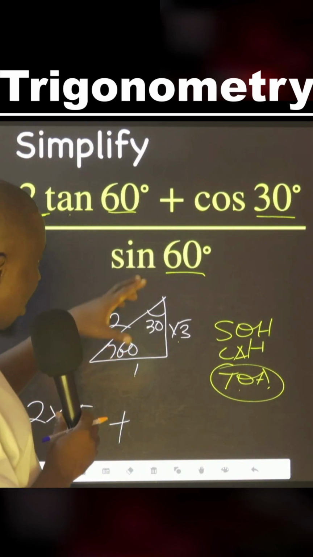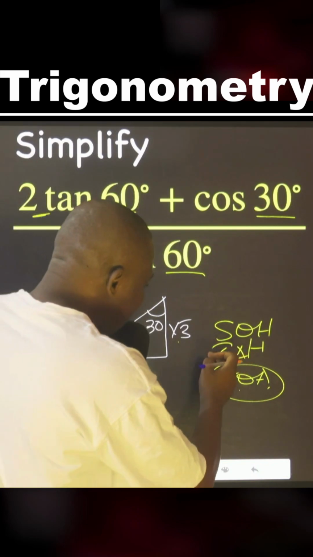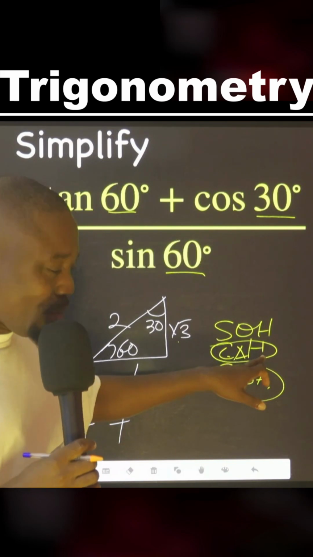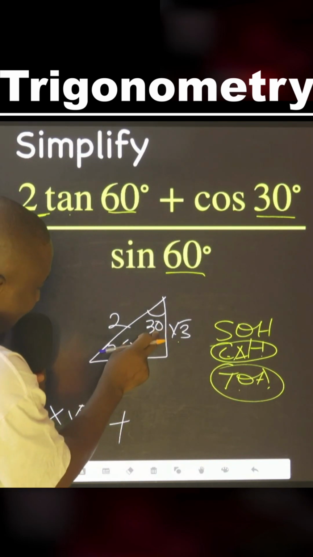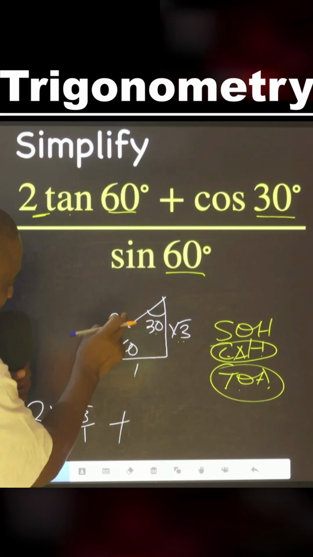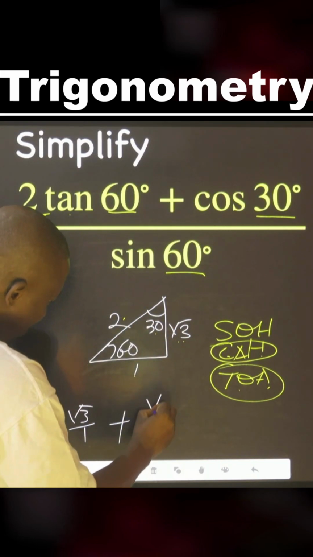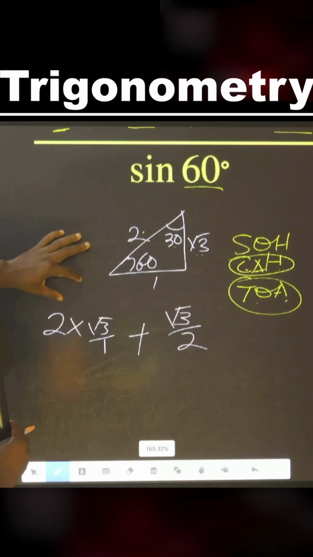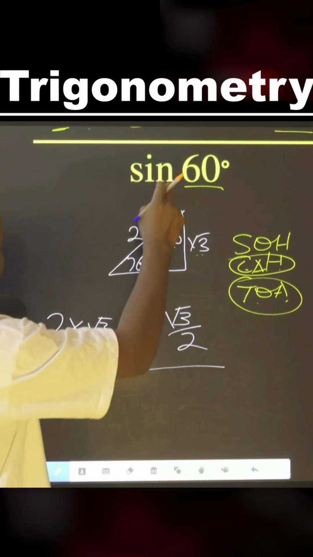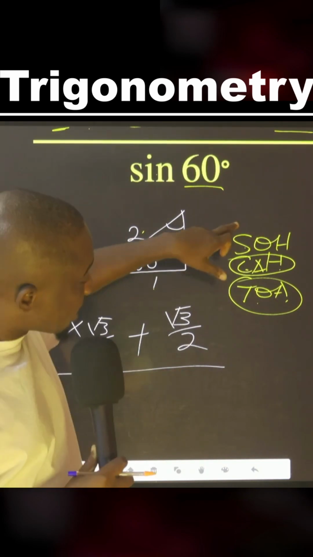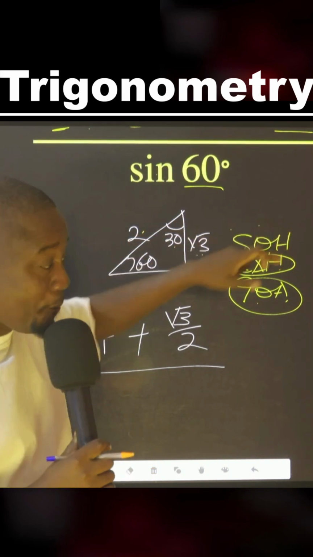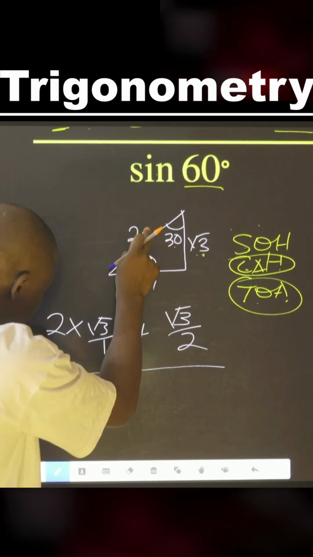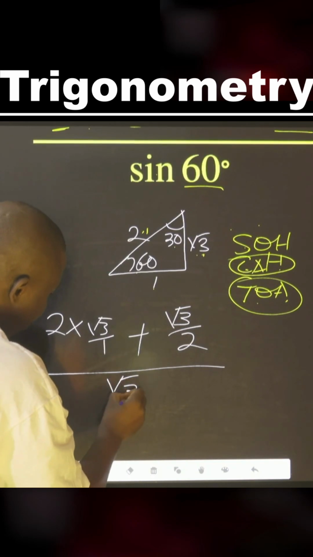Plus, what is cos 30? That is CAH. CAH means what? Cosine is adjacent over hypotenuse. Okay? This is the 30, adjacent over hypotenuse. That is square root of 3 over 2. Then we go for the denominator. That is sine 60. Sine is opposite over hypotenuse. That is square root of 3 over 2.